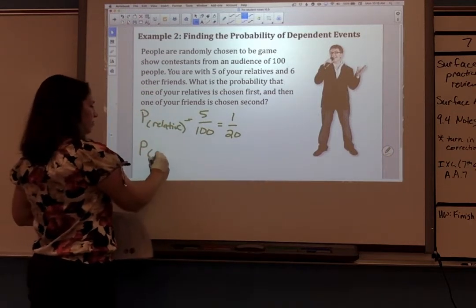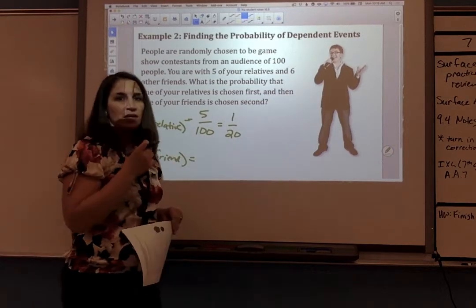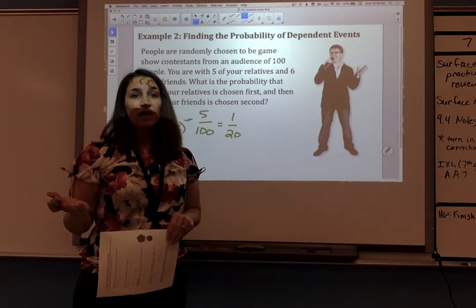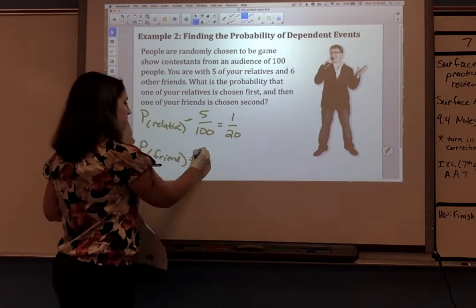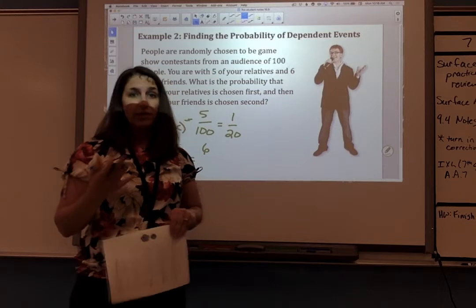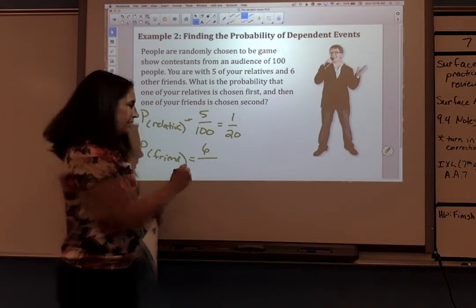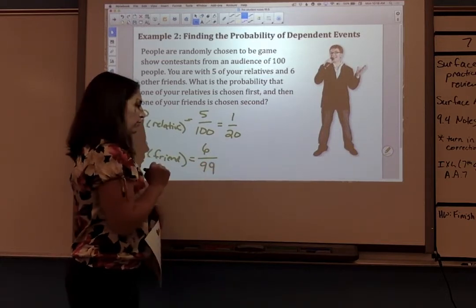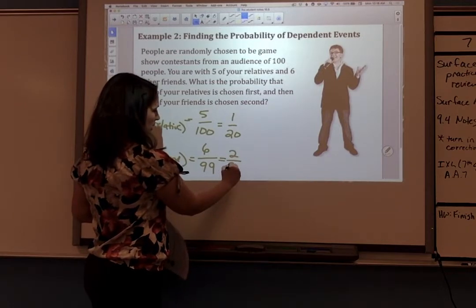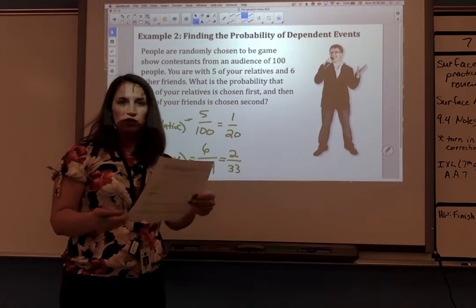Then we're going to look at the probability of one of your friends getting chosen. So one of your relatives has already been chosen, but you still have all 6 of your friends. So there are 6 possibilities of one of your friends being chosen, but now there aren't 100 people in the audience. Now there's only 99 because it's the second time around. So there's a 6 out of 99 or 2 out of 33 chance that one of your friends will be chosen.